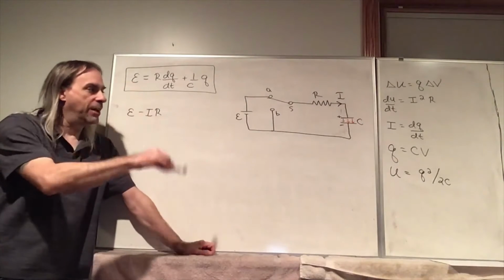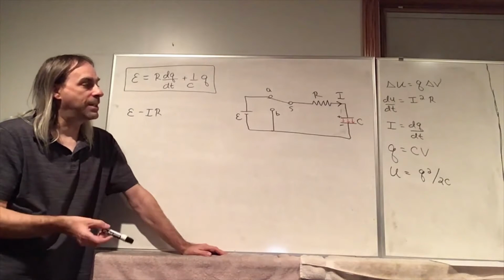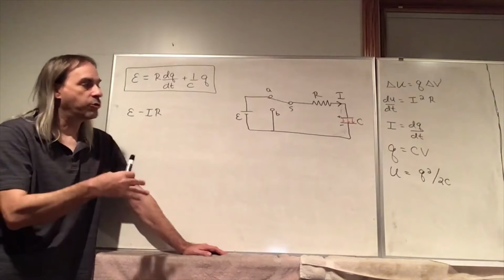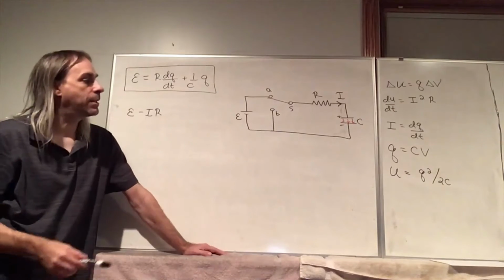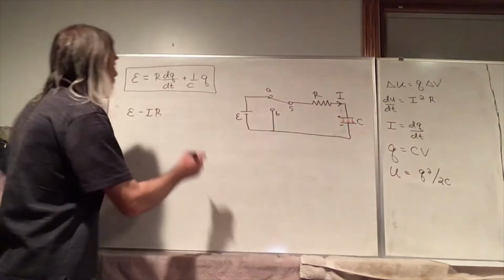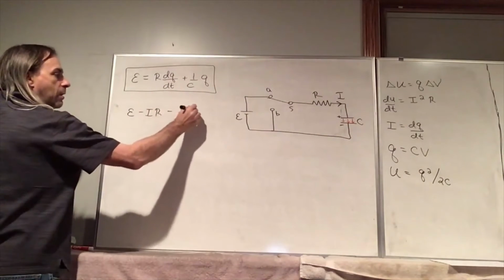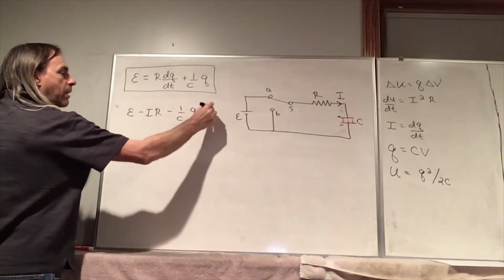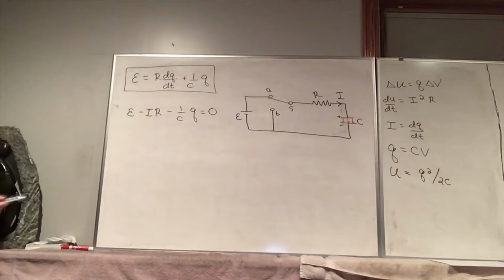So the electric field is that red. It's going from positive to negative, high potential to low potential. So there's a potential drop across the capacitor, where that would just be Q over C, or 1 over C times Q, and then we're back. We've completed our loop, and so the sum is equal to 0.